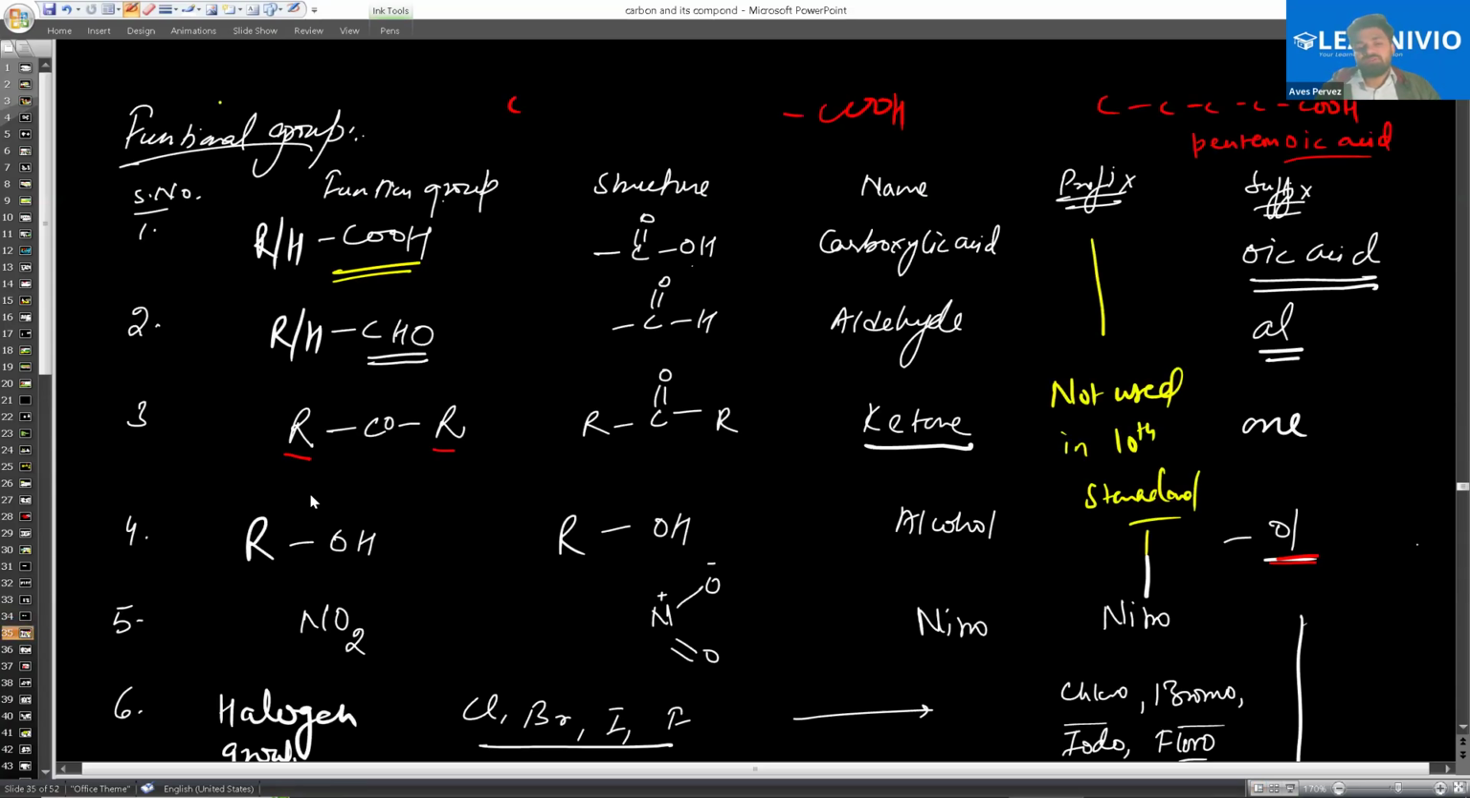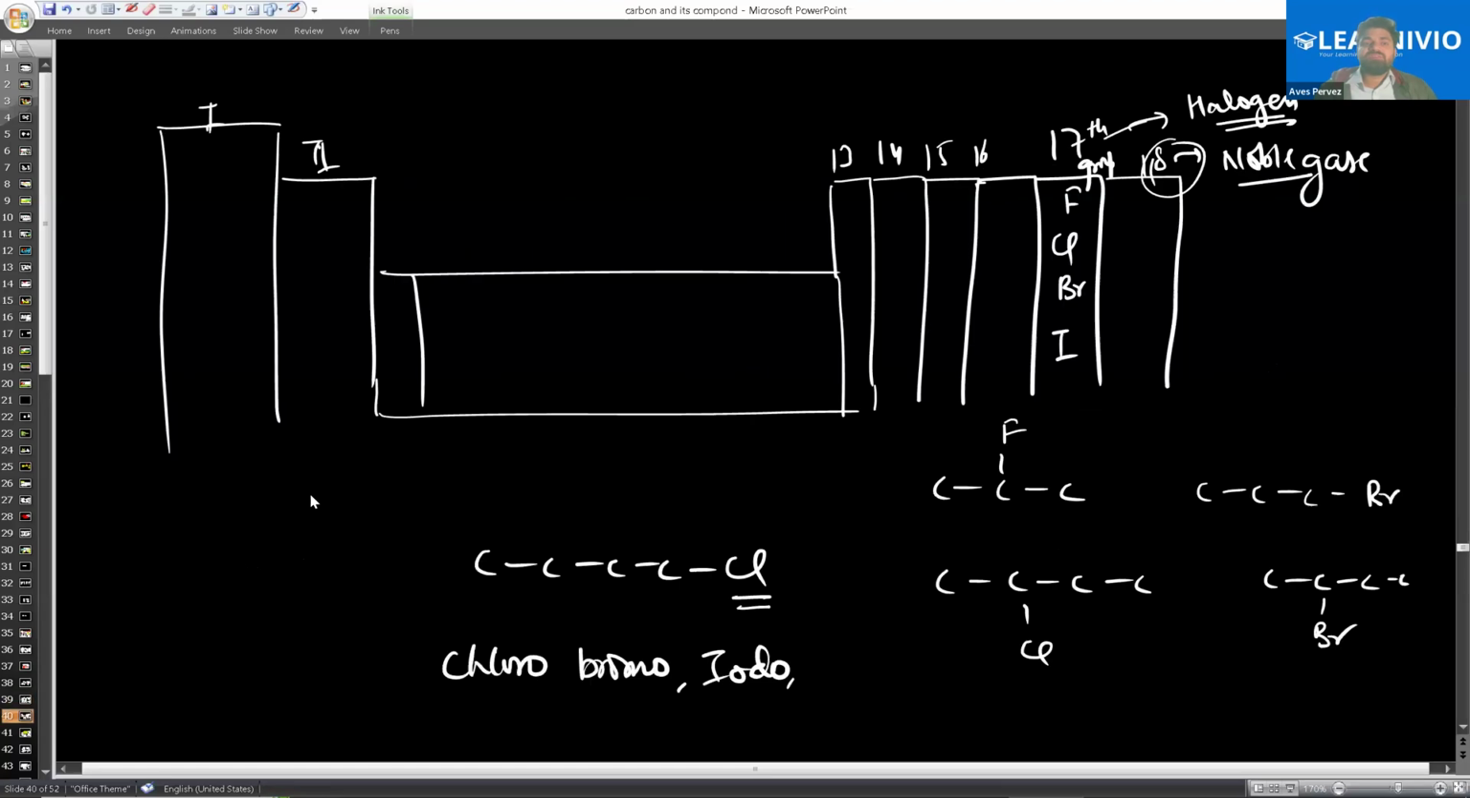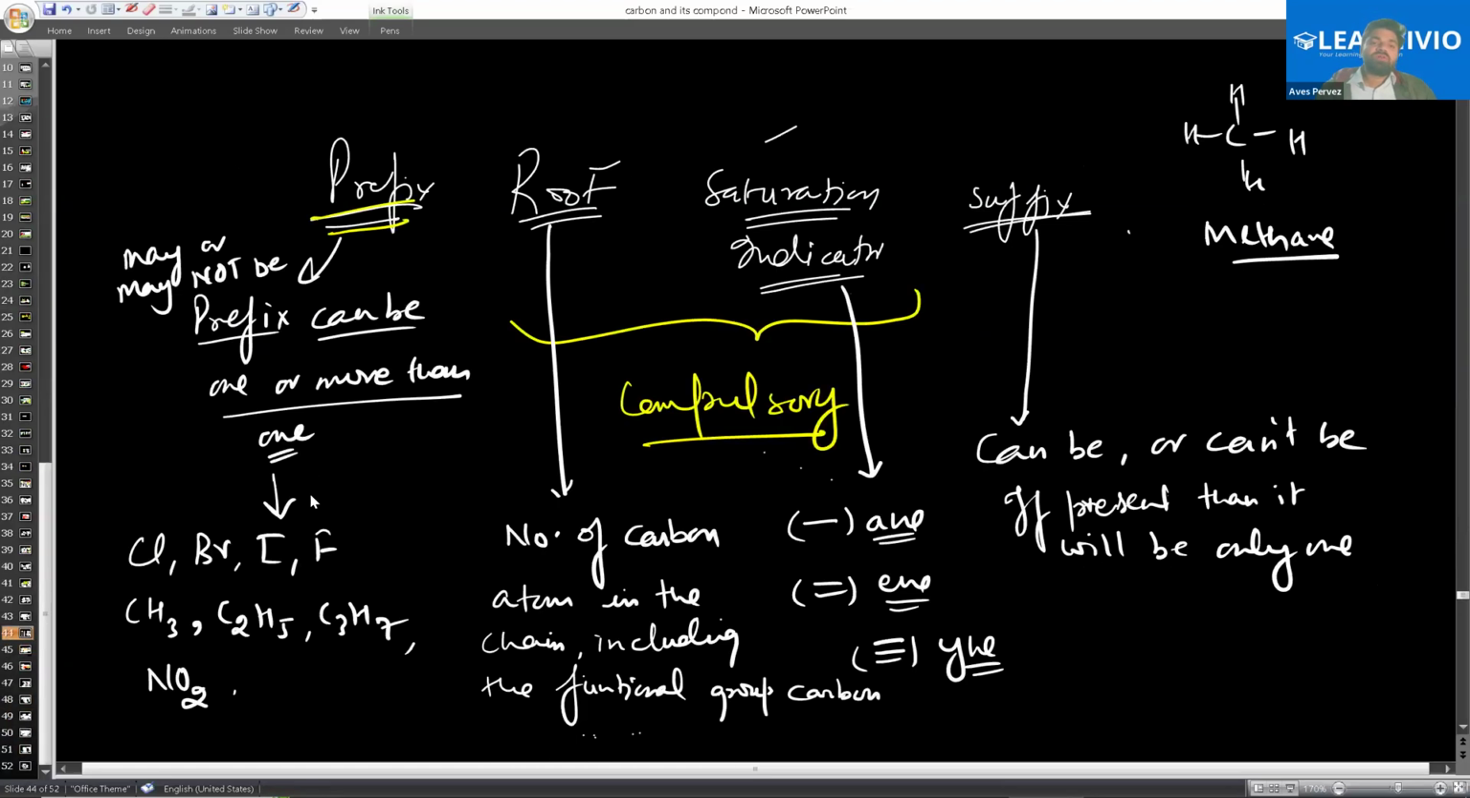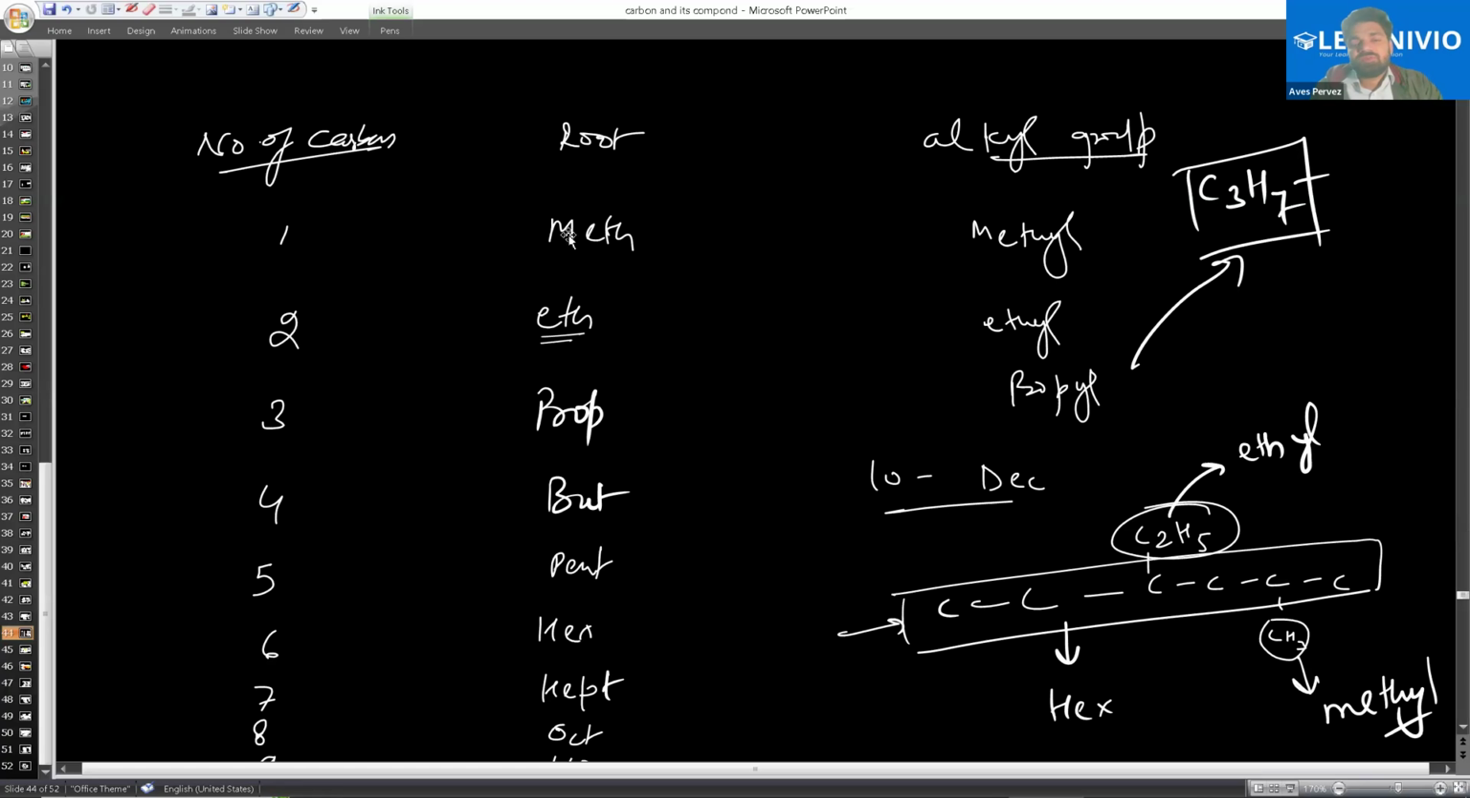So write down first, after the functional group, the root for this one, according to the number of carbons: meth, eth, prop, but, pent, hex, hep. Note it down.